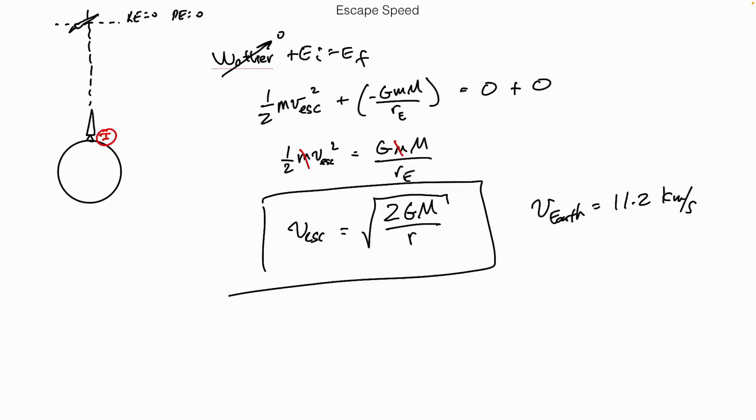Yes, I did the conversion for you. 25,000 miles an hour. So in order to escape the surface of the Earth right now, you have to launch a vehicle and have it be going 25,000 miles an hour at launch.